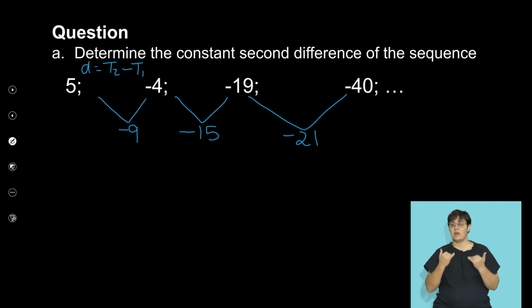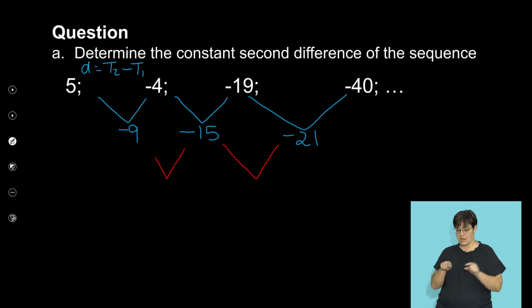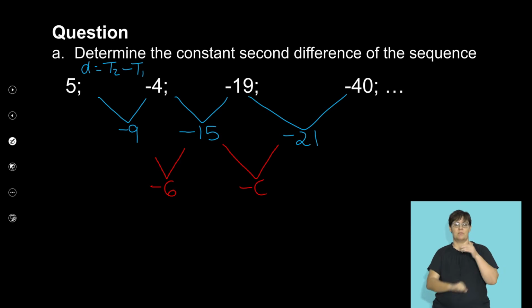Now that I have my first differences, I can see that they are not equal, which does confirm that this is not an arithmetic sequence, but I still need to find my second differences because this is in fact a quadratic pattern. So I need to find these two differences. If I'm asking myself what is the difference between -9 and -15, I can substitute into D, and hopefully everyone will agree with me, there is a difference of -6. So I've subtracted a further 6 from -9 to get to -15. Then from -15 to -21, I have subtracted a further 6. This means that my second difference is -6, and I can see that it is in fact the constant second difference. Let's move on to B.